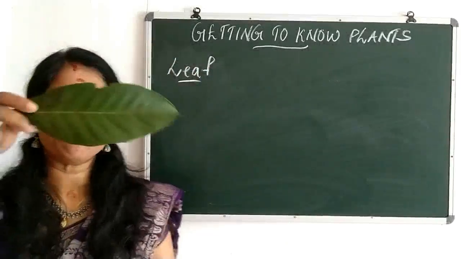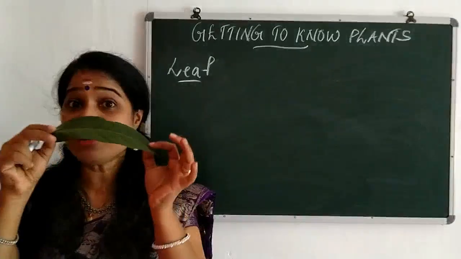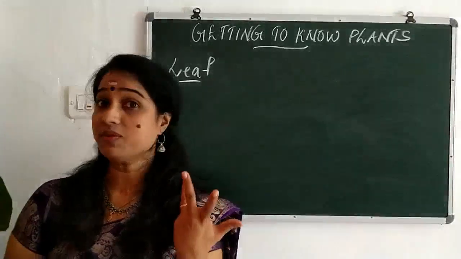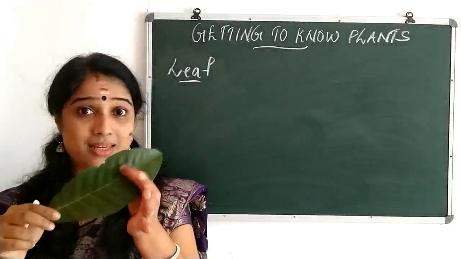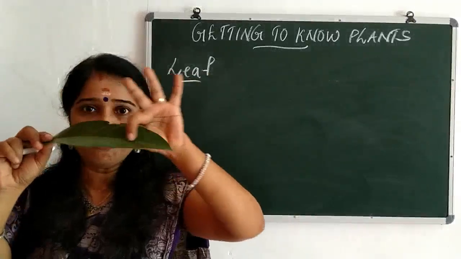So just observe this leaf. Hope you can see it very clearly. Yes. So the leaf is very thin. It is not thick. You all have touched the leaf, you have seen the leaf. So you all know that leaves are not that thick. They are thin, and the shape, see, it's flat. It is not round. It is flat.